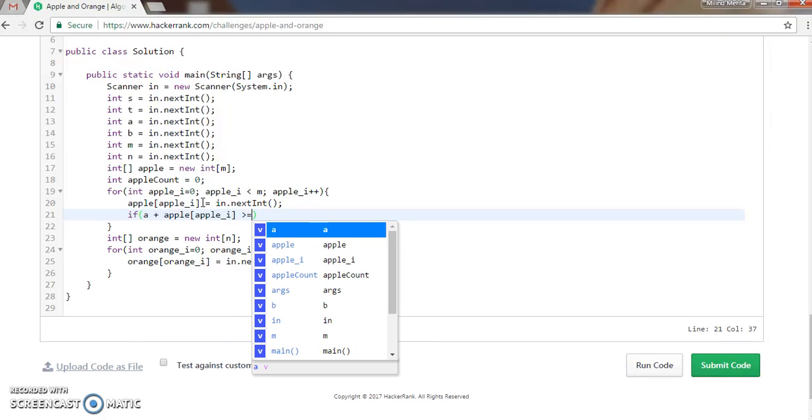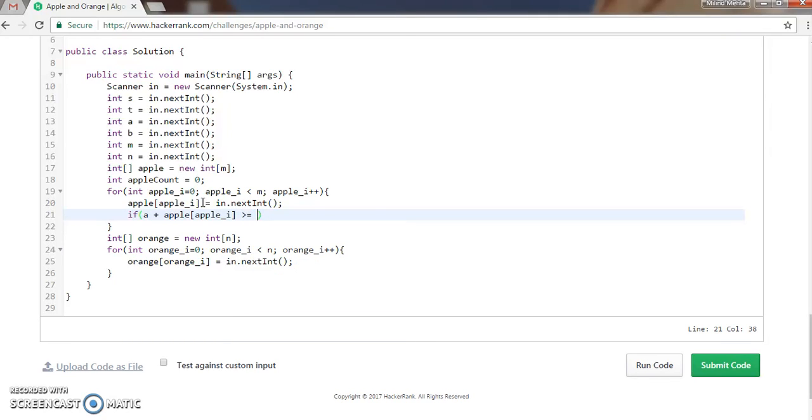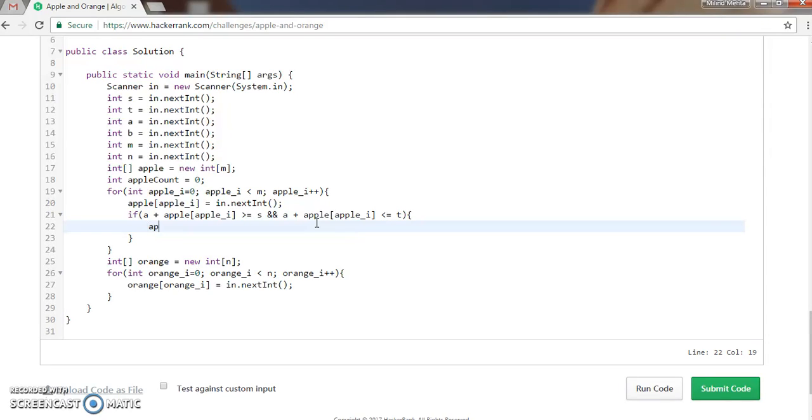So from the apple tree to D distance we need to count is greater than or equal to S, and it should be less than or equal to the terminating point as well. If this is so, then what do we need to do? We need to increment the apple count. Okay. So here we will do apple count plus plus.